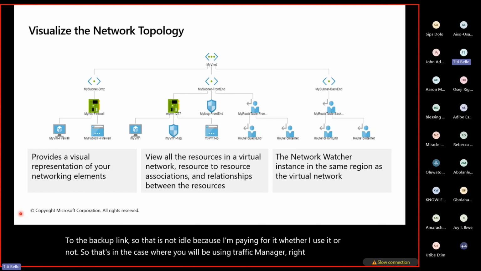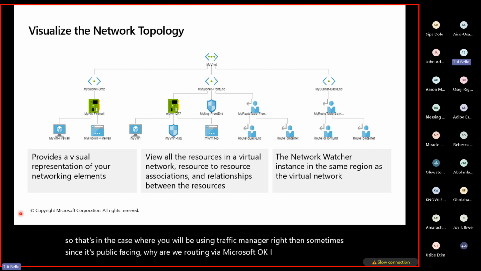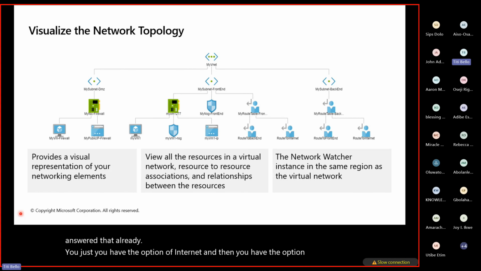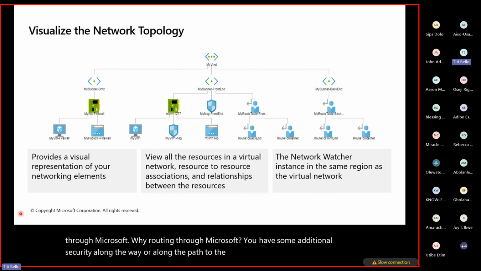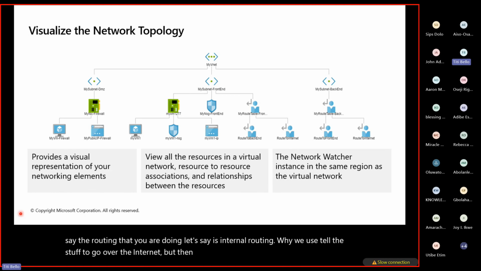Then somebody says, since it's public facing, why are we routing via Microsoft? Okay, I think I've answered that already. You have the option of the internet and then you have the option of routing through Microsoft. While routing through Microsoft, you have some additional security along the path to the destination. For instance, let's say the routing that you are doing is internal routing. Why will you tell the traffic to go over the internet? But then your question says, since it's public facing.